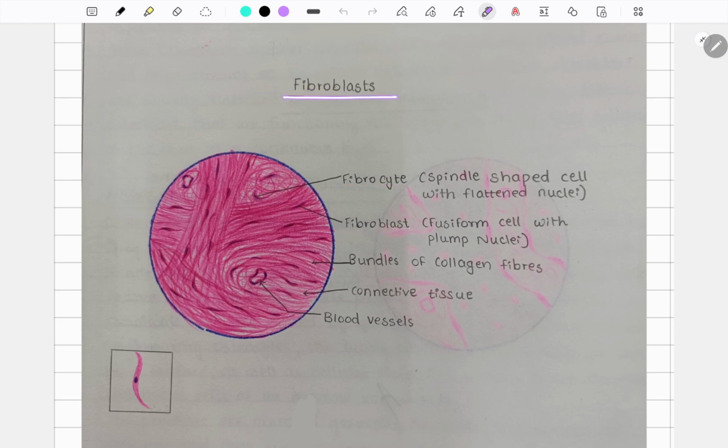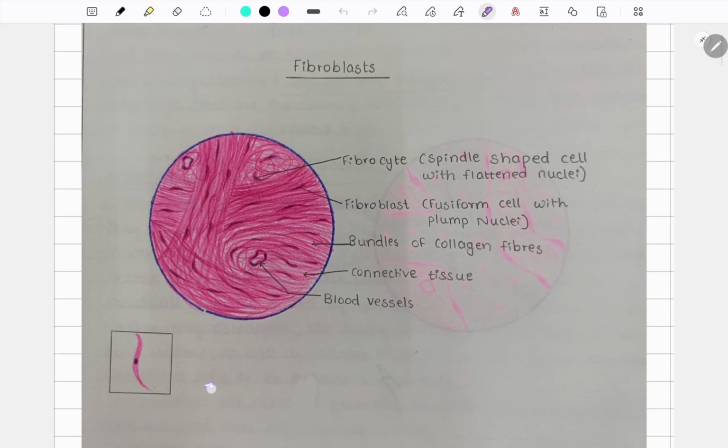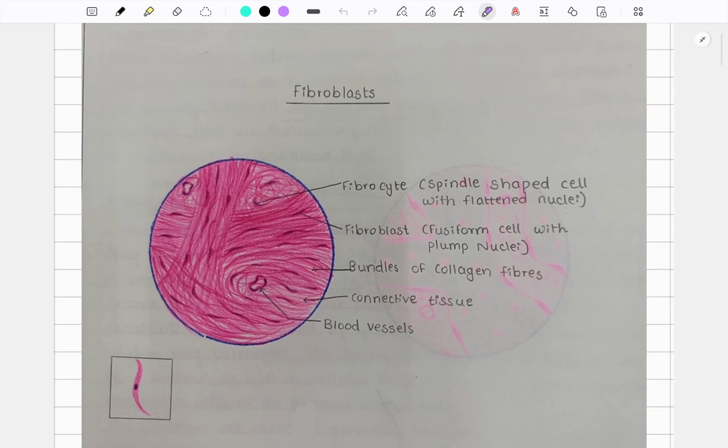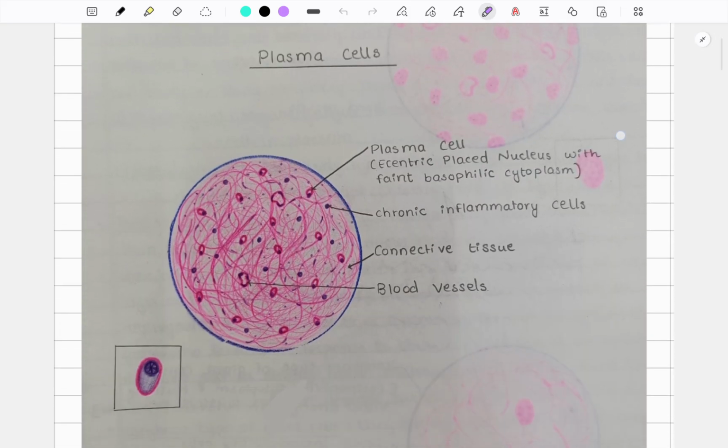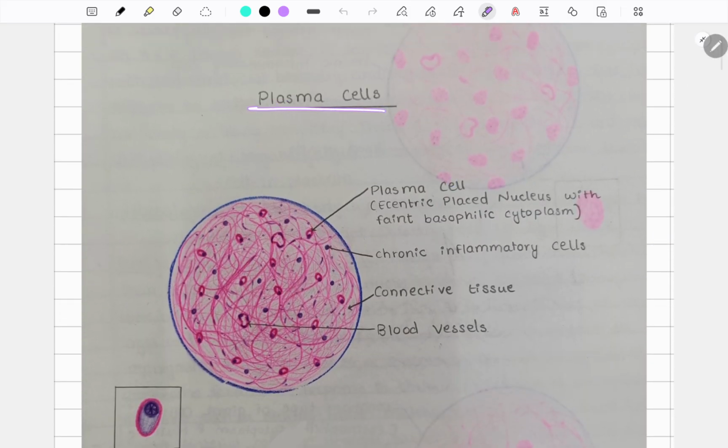This is how you will draw the slide for fibroblast, and I suggest you also write an identification feature over here, which will help you gain more marks in the exam. For example, for fibroblast you can write: spindle shaped cell with elongated nucleus seen in connective tissue, and this will be your diagram. Moving on to the next diagram, it is of plasma cells.